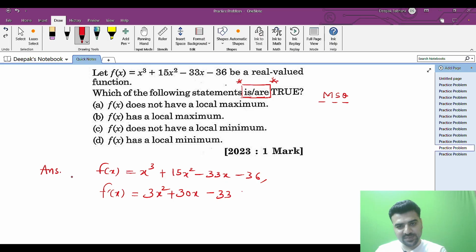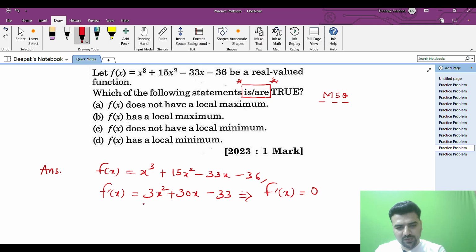Critical points or stationary points are those where your first derivative is 0. It means the slope of the tangent is 0 there. The tangent is parallel to the x-axis, or the slope is not defined at those points. But you can see that this is a polynomial and the slope is defined at every point. So the critical points will be where f dash x equals 0.